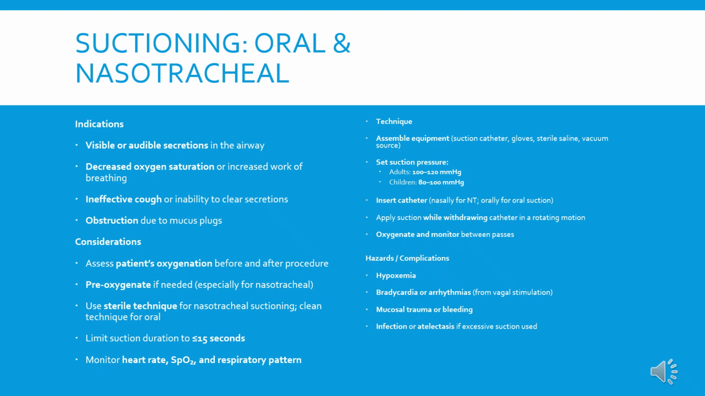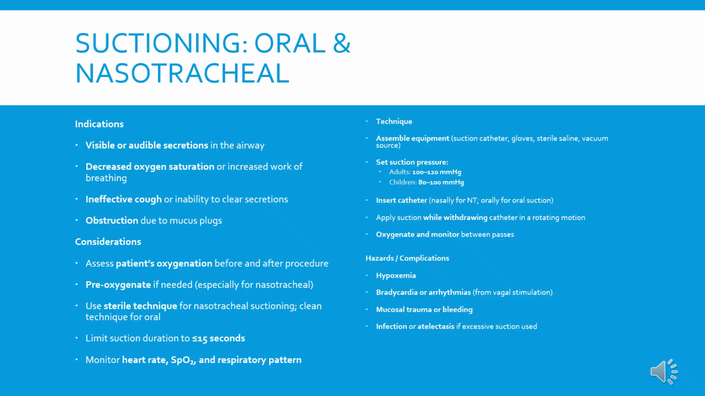And the technique: assemble equipment, set suction pressure. In adults, you want 100 to 120 millimeters of mercury. And in children, you want 80 to 100 millimeters of mercury. Then you insert catheter. Apply suction while withdrawing the catheter in a rotating motion. Oxygenate and monitor between passes.